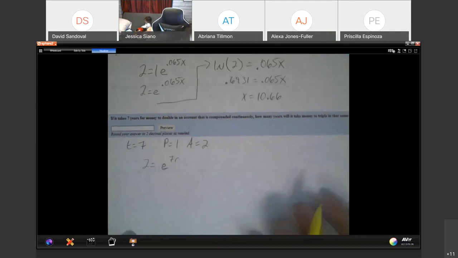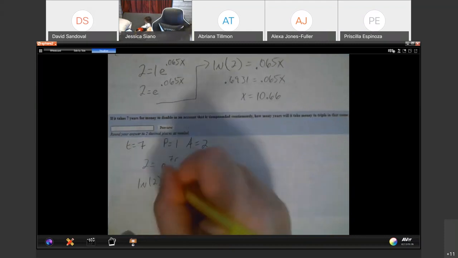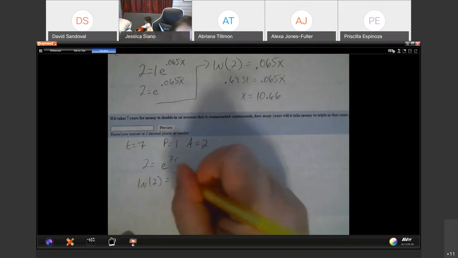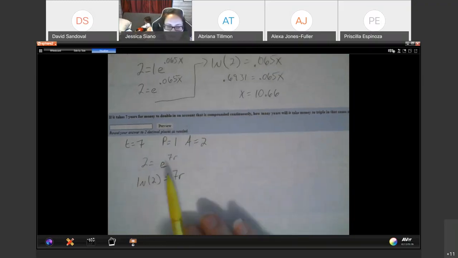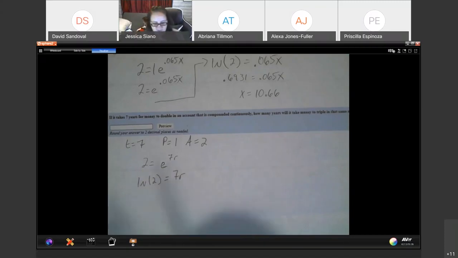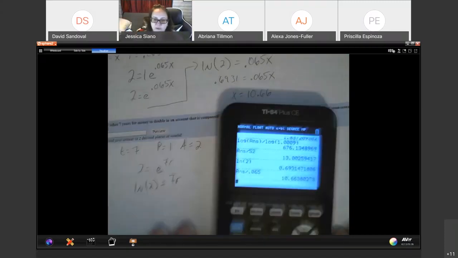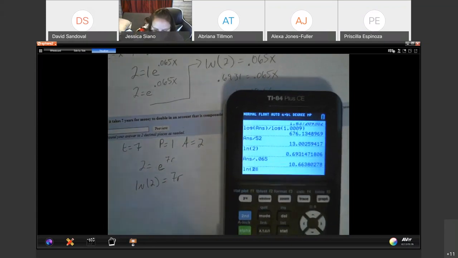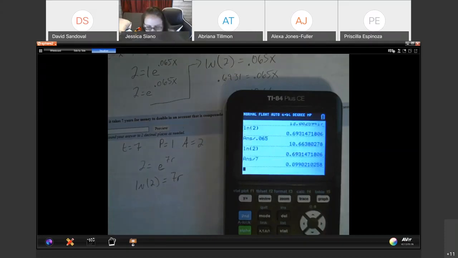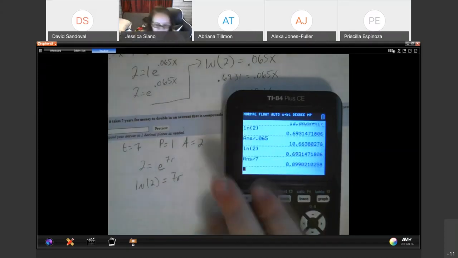So then that would be the ln of 2 equals 7r when I turn this into a logarithm, log with base e of 2 equals 7r. So then we need the ln of 2, which we did just figure out a second ago, this time divided by 7. So my rate is 0.099.